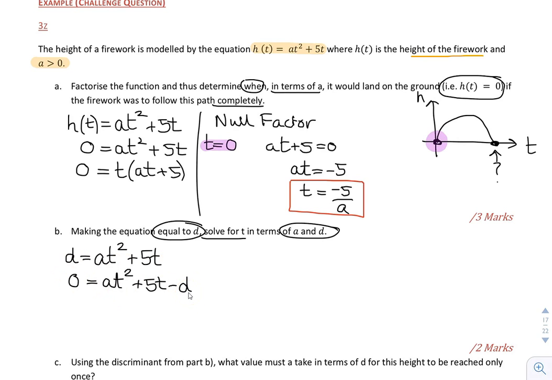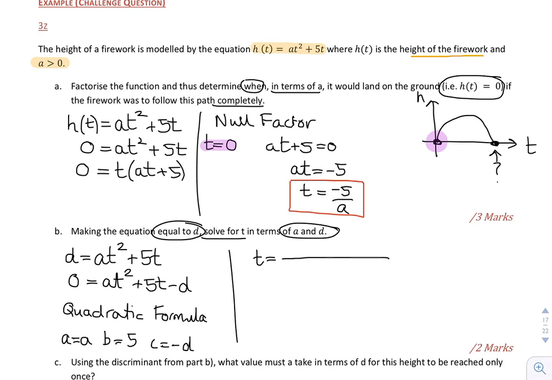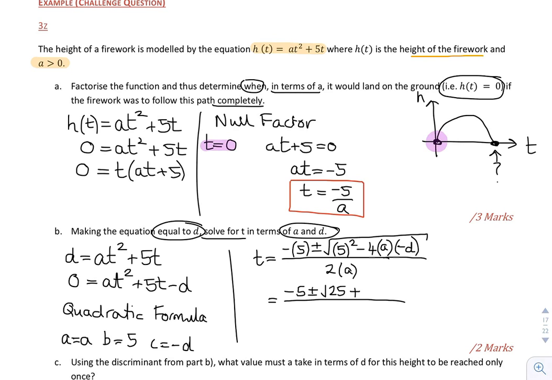Now we don't have numbers for a and d, so our best way to solve this is to use the quadratic formula. If we apply the quadratic formula to this, where a is equal to a, b is equal to 5, and c is equal to -d, we are not going to get a nice simple answer. We will get something that's quite horrible, and that's fine. So we get t equal to -5 plus or minus the square root of 25 plus 4ad, divided by 2a, and that is our solution to this quadratic equation.